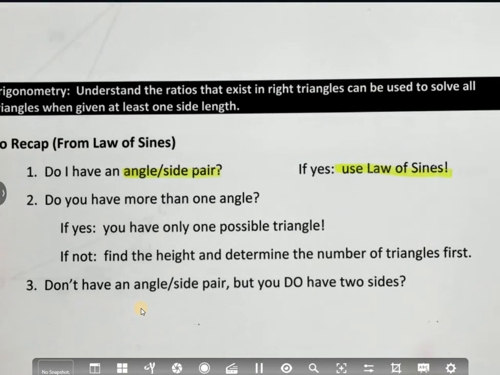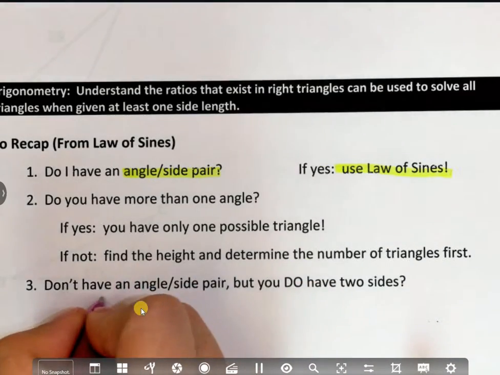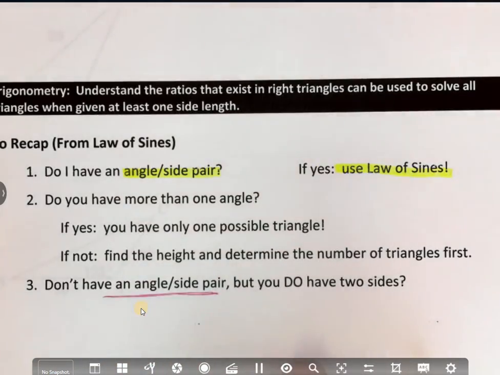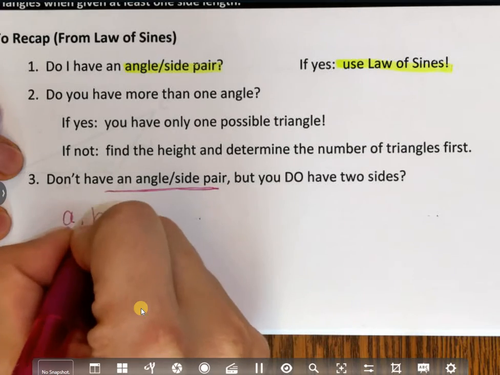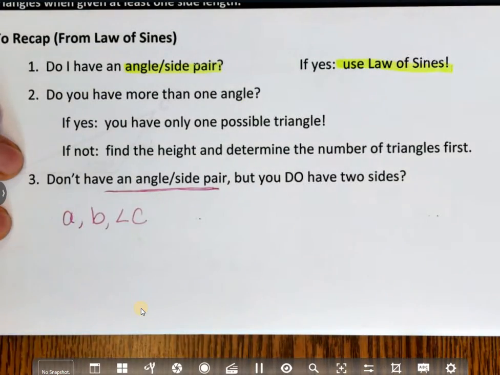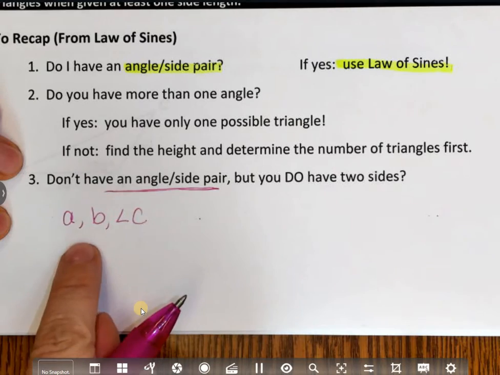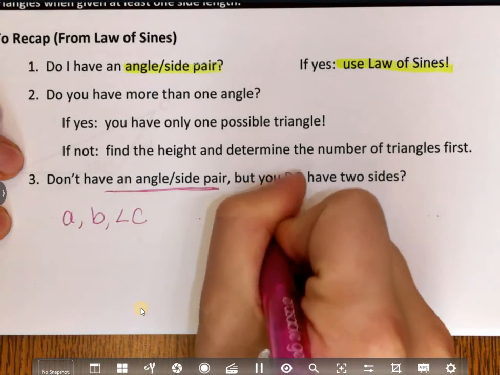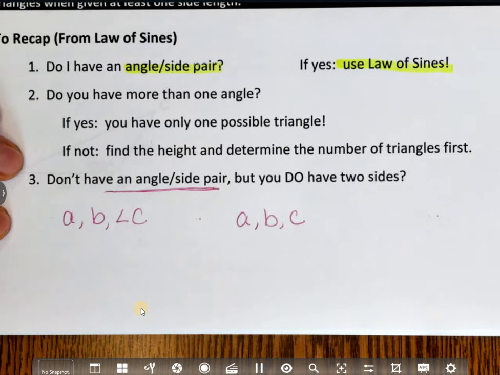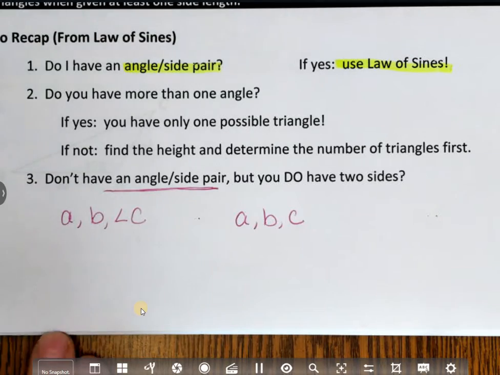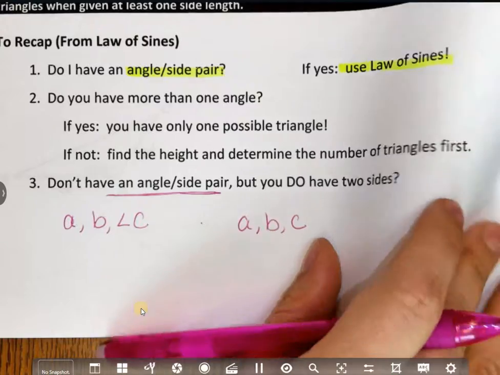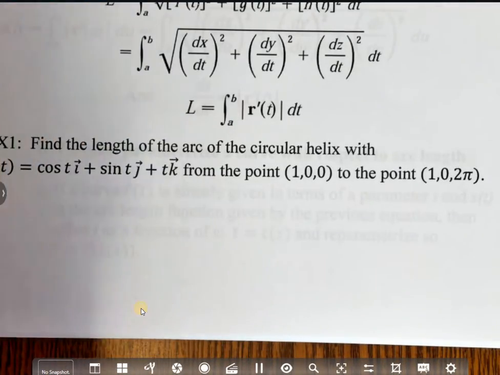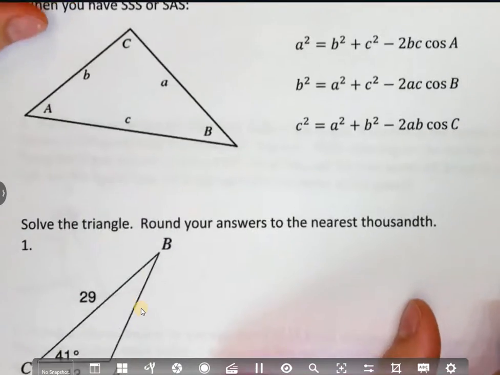Today, what we're going to be working on is what happens when you do not have an angle side pair. So maybe that means I have side A, side B, and angle C. See, those are not paired up in any way. Or maybe I even give you 3 sides. What do you do in cases like that? Well, law of sines works, and it's a simple calculation to put in your calculator, but it's not always good. So what we have is our backup plan, which is going to be the law of cosines.